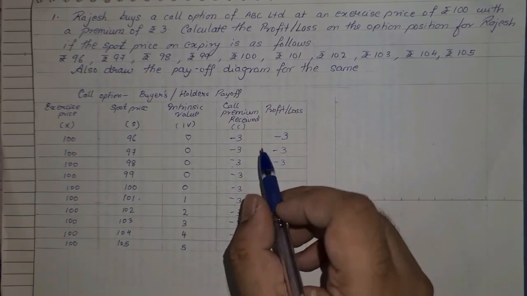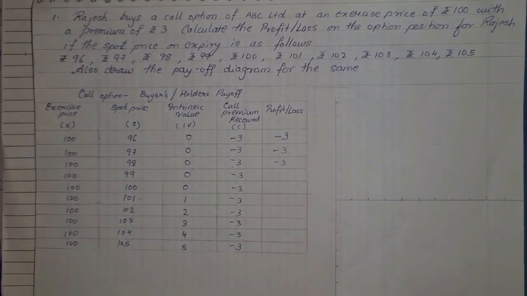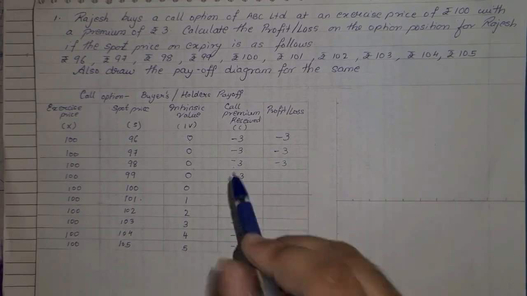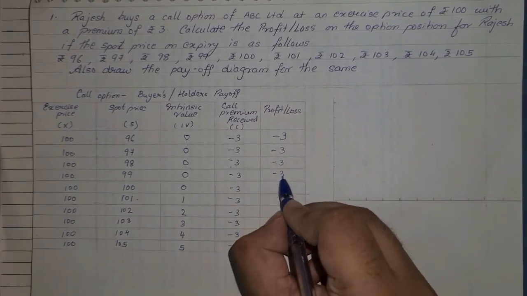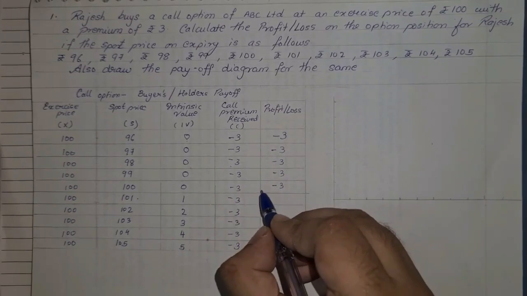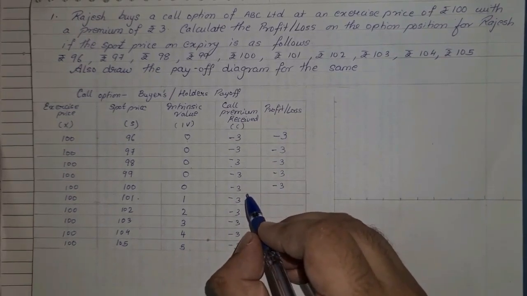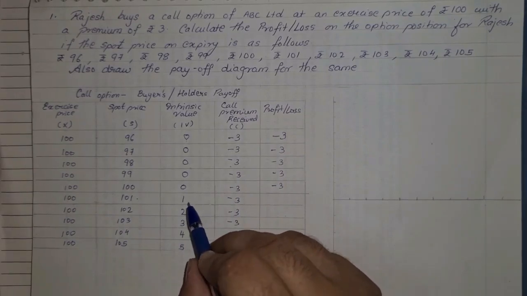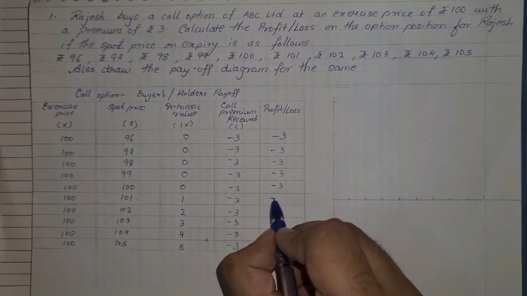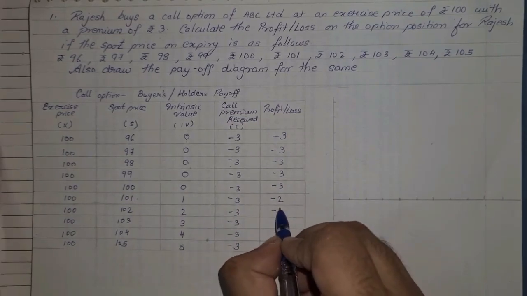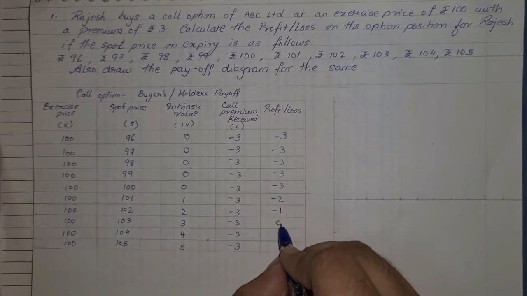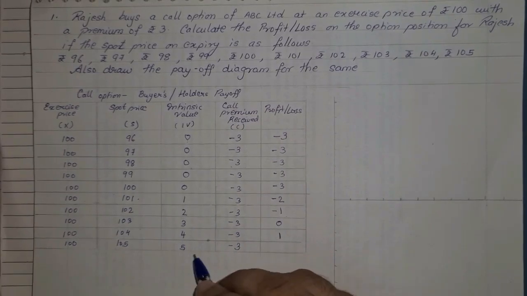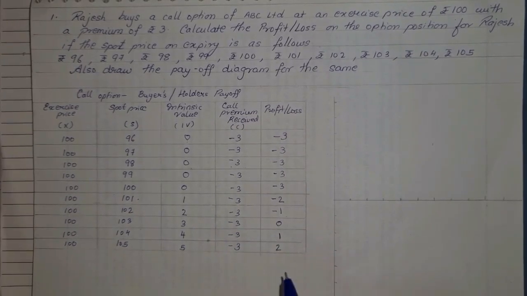Since it's a call option and you're taking an exercise price of 100, any amount which is less than 100 will give you the loss of the amount that you have used as a premium. So 0 minus 3 is again negative 3. 0 minus 3 again negative 3. After this point, where your spot price is now going to be more than your exercise price, there will be a difference in the profit and loss. So 1 minus 3 is negative 2. 2 minus 3 is negative 1. 3 minus 3 is 0. 4 minus 3 is positive 1. So here you are actually getting profit. And 5 minus 3 is positive 2.